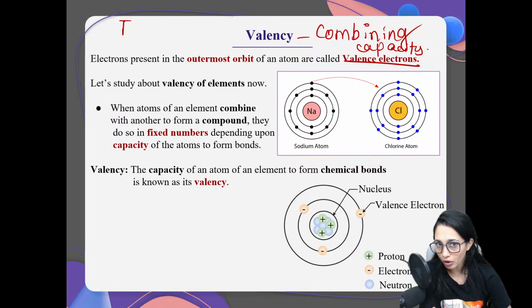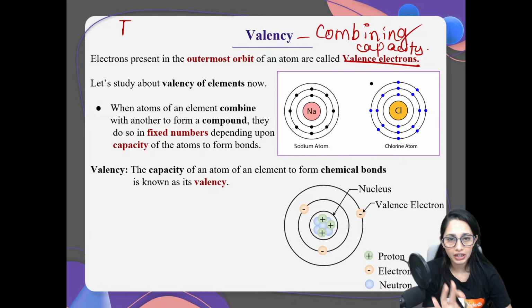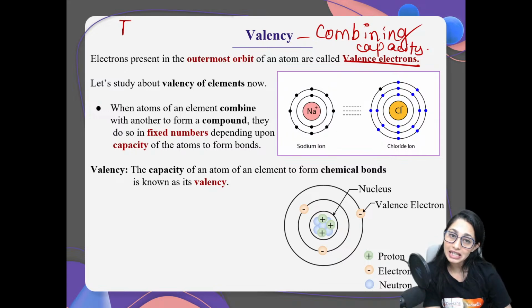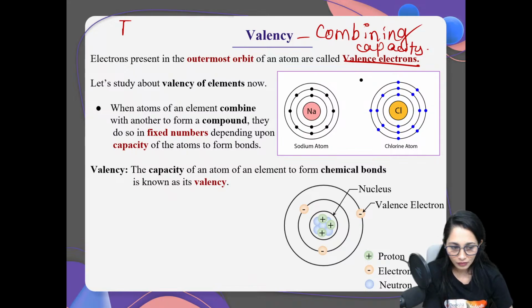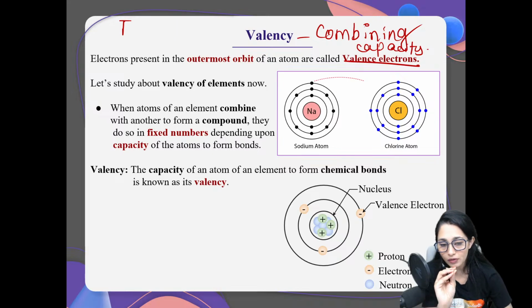If it is a covalent bond, sharing of electrons is going to happen. If it is an ionic bond, the transfer of electrons is going to happen. The capacity of an atom of an element to form chemical bonds is known as its valency.